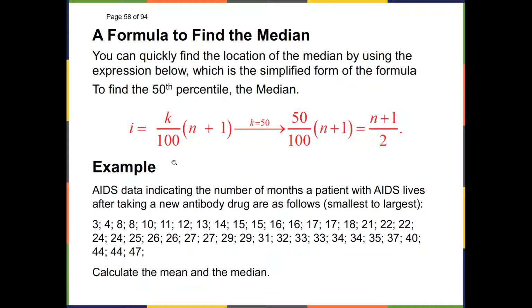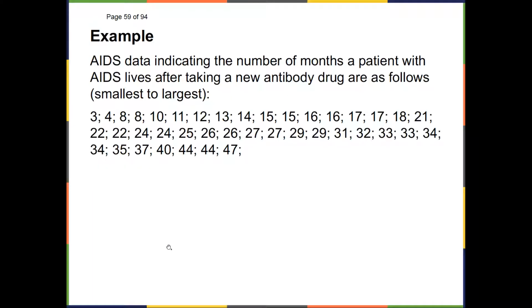Now, for the median, we're looking at something a bit different, because now we're looking at it in terms of the percentile. I'm looking for the 50th percentile. This goes back to our quartile discussion. So 50th percentile divided by 100, n plus 1. Do the cross multiplication, and you've got n plus 1 divided by 2. So if I had these data points, smallest to largest, the question asked is to calculate the mean and the median. Try this exact same thing that's right here.